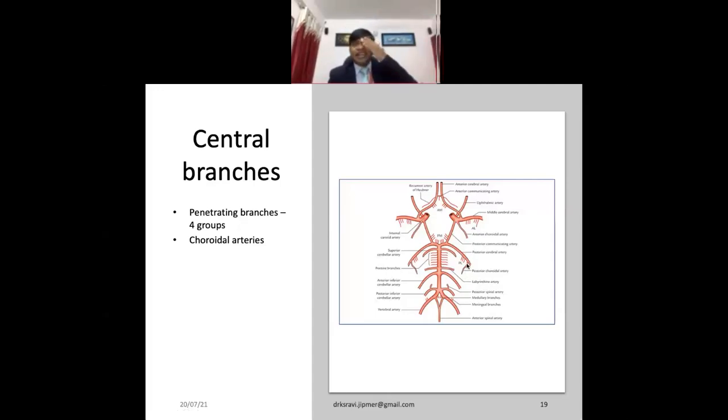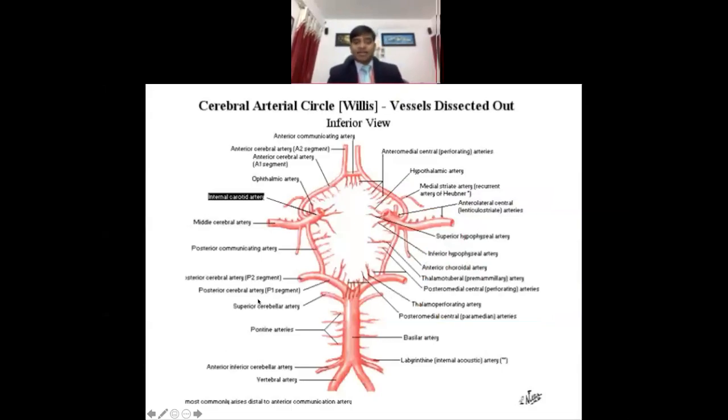So these are the different central branches and cortical branches from the various cerebral arteries. You can appreciate in this diagram, this is the medial straight artery or the recurrent artery of Huebner, right? We have the anteromedial branches over here. These are the anterolateral branches from the middle cerebral. Then we have the posteromedial, and from the posterior cerebral we have the posterolateral branches. So these are the different branches from the circle of Willis.